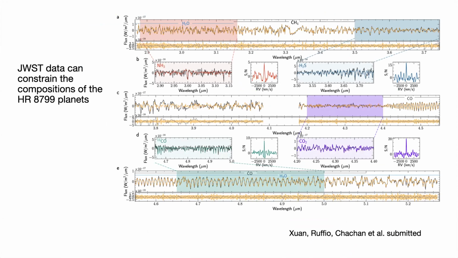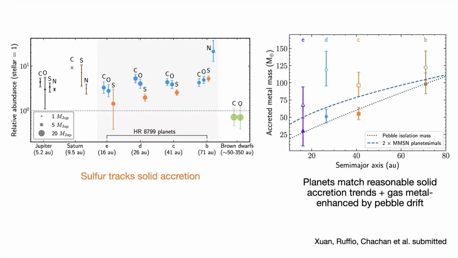Here's some new things. This is some spectra from JWST. Aren't they gorgeous? This is from Jerry Schwann and Yagari Chitan doing some modeling with this. And what they found is that they can constrain the carbon, oxygen, and importantly, sulfur abundances in the 4 planets across this disk. And what's nice about this is that sulfur tracks solid accretion because you expect the sulfur to be in the solids in this environment.